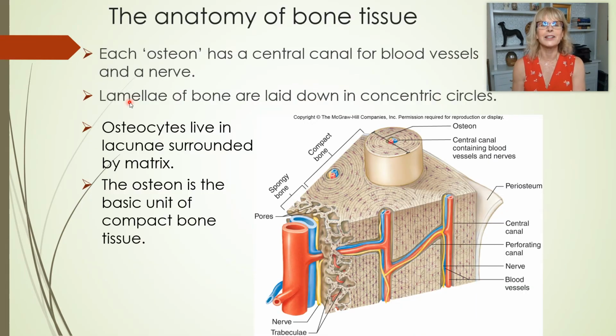Right, good. So each osteon has a central canal. The central canal holds blood vessels and a nerve. And then the osteoblasts laid down matrix and concentric rings that are called lamellae. And the osteocytes are stuck in little caves that are called lacunae, and they're surrounded by the matrix that they made, and they're now monitoring the bone. So the osteon is the basic unit of compact bone tissue.